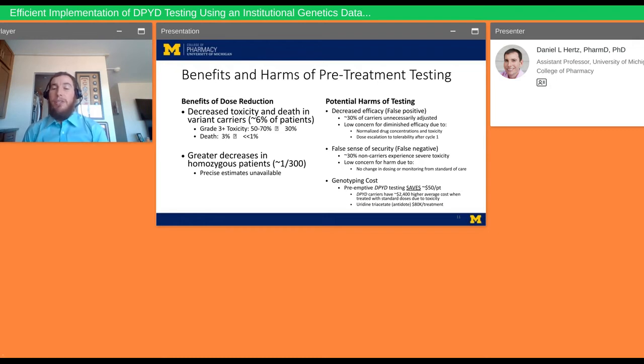I'll also note that there is a somewhat recently approved antidote for fluoropyrimidine overdosing, which is called uridine triacetate. That treatment costs about $80,000 per treatment. So you can see that even preventing a single case of having to use that drug makes this very financially viable.